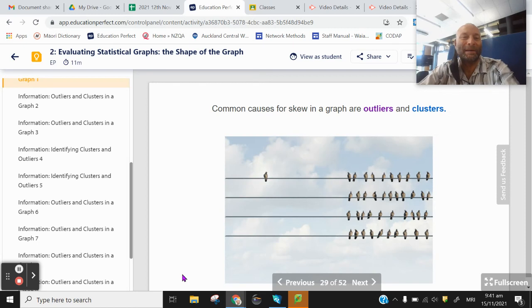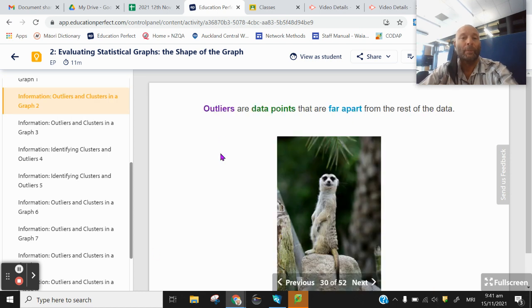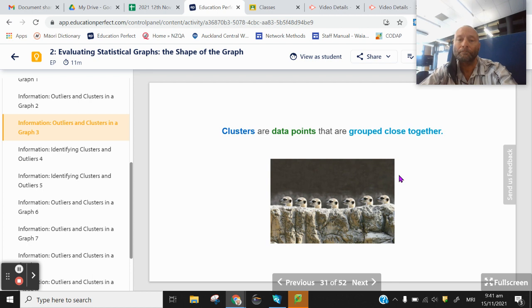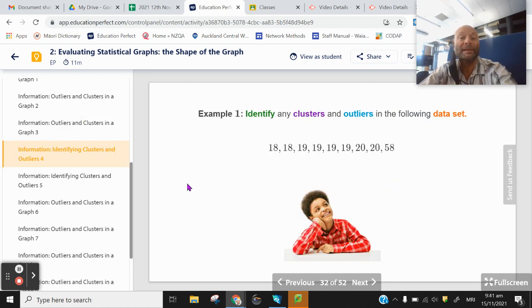Welcome to the final lesson on evaluating statistical graphs: the shape of the graph. In this one, we're going to talk about common causes for skew in a graph, which are outliers and clusters. We know that outliers are data points that are far apart from the rest of the data, and clusters are data points that are grouped close together.